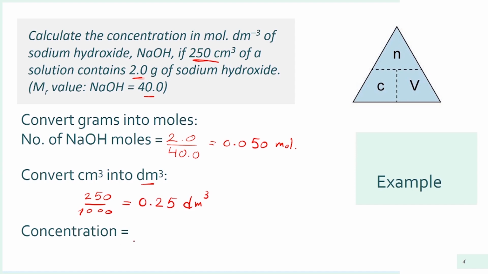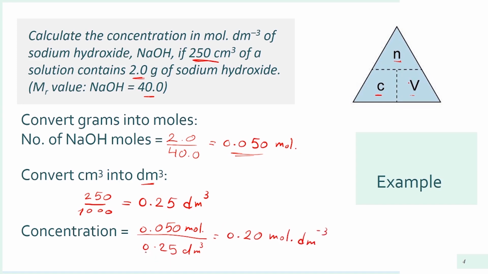Finally, we calculate the concentration by dividing the number of moles by the volume. So we divide the 0.050 moles of sodium hydroxide by the volume of 0.25 cubic decimeters, equal to 0.20 moles per cubic decimeter.